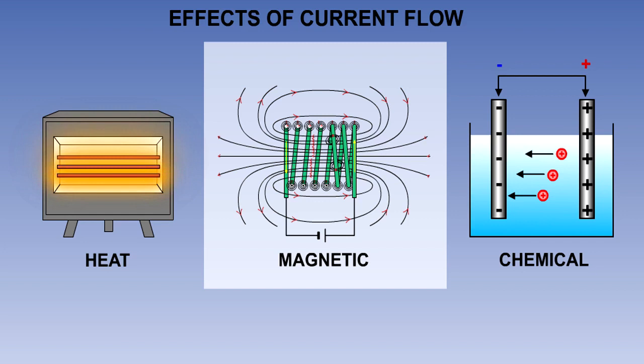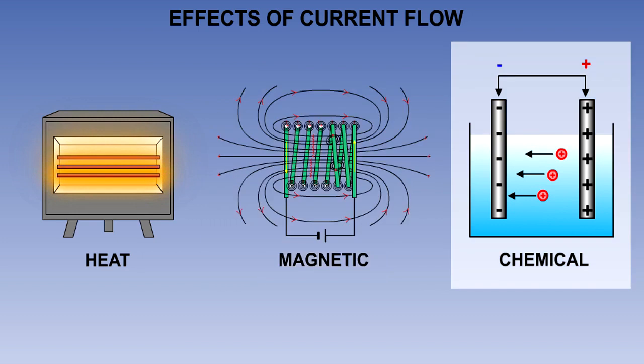A magnetic field is always produced around the conductor when a current flows through it. This effect is used in motors, generators, and transformers, and is fully discussed in the lesson on electromagnetism. When a current flows through certain liquids, known as electrolytes, a chemical change occurs in the liquid and any metals immersed in it. This effect is discussed in the lesson on batteries.